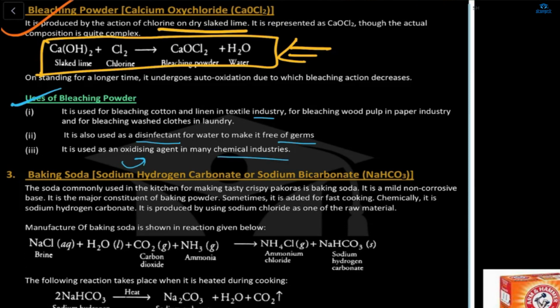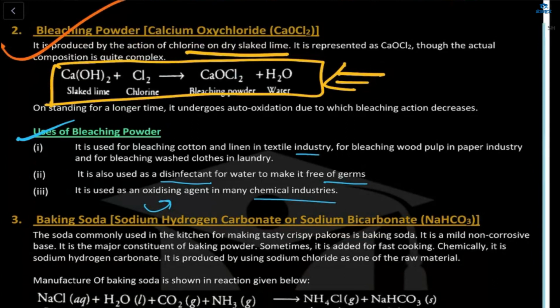So bleaching powder is basically used to wash clothes, and it is also used to make your water free from germs, and as an oxidizing agent in many chemical industries. This is your bleaching powder. It is formed by the action of slaked lime and chlorine. Then bleaching powder will form plus water. The chemical formula of bleaching powder is CaOCl2. Its uses are in the textile industry, to make water free from germs, and as an oxidizing agent in many chemical industries.